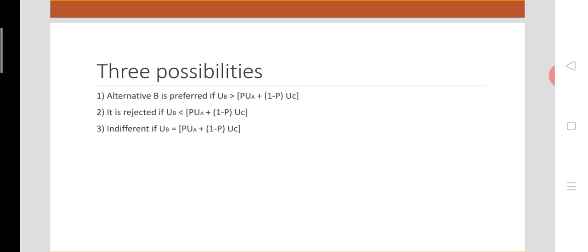At the same time, he could be indifferent; that is the third possibility. The individual could be indifferent, without making any choice between a certain outcome and uncertain outcomes, only when the utility of the certain outcome B is equal to the expected utility of A and C. Then he remains indifferent, not making any choice.